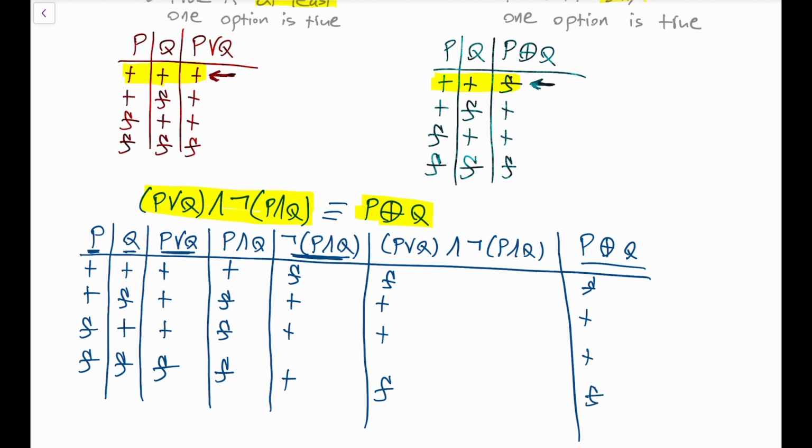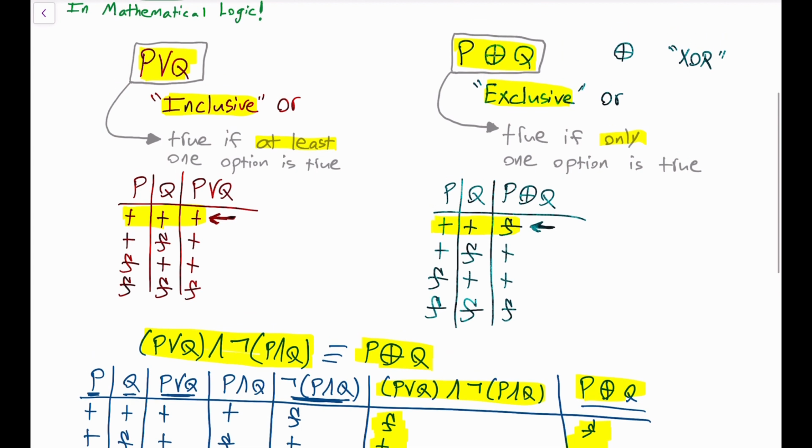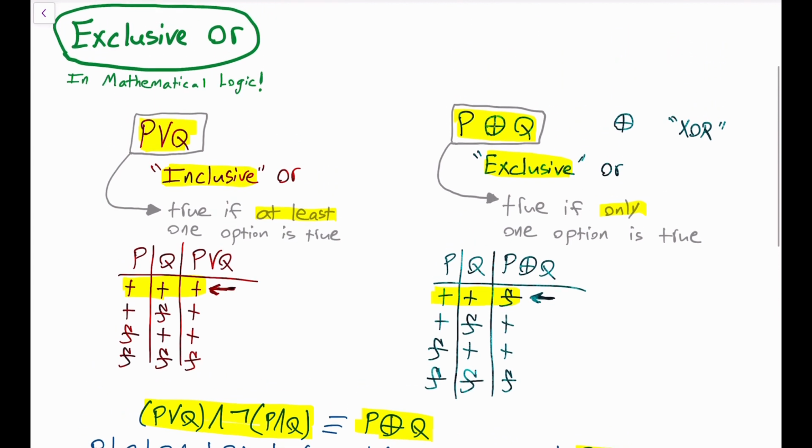Compare the last two columns. They represent the two molecular statements at hand. They have the same exact outcomes, and so this statement here and this statement here must be logically equivalent. And so we have taken a look at the inclusive and exclusive OR in mathematical logic.